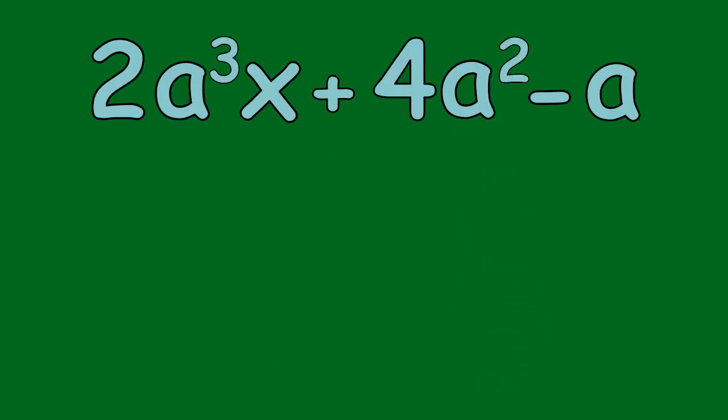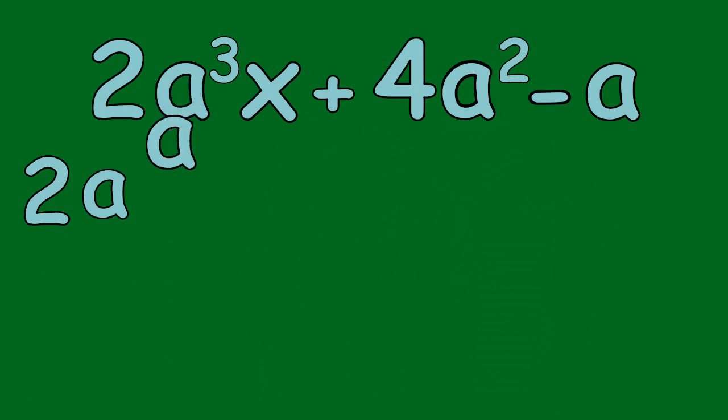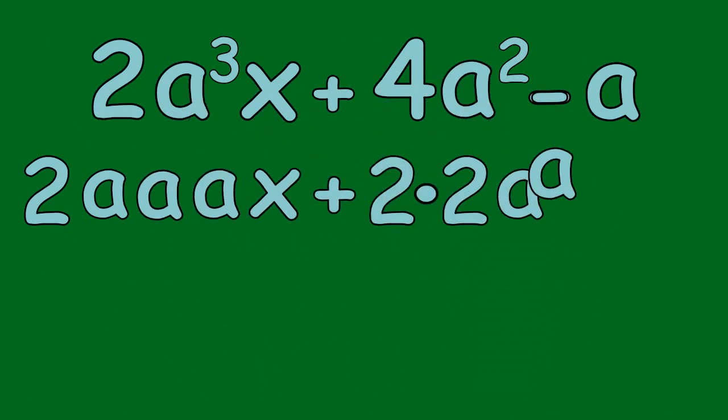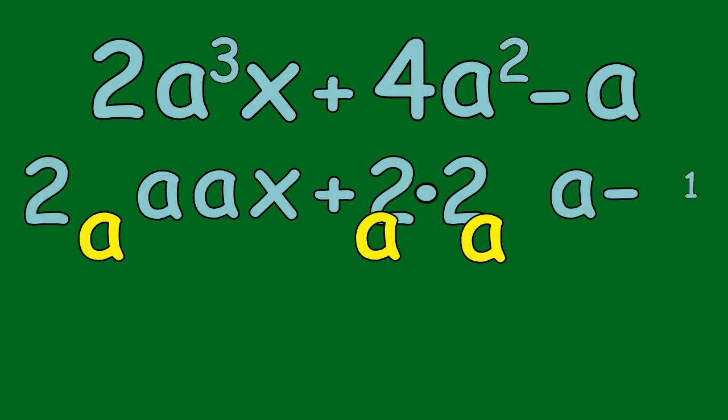Let's try one a little harder. First, let's break it down into its prime factorization. 2 times a times a times a times x, plus 2 times a minus a. Although the first two terms share a 2, the last term doesn't have a 2. Therefore, we cannot factor out a 2. However, each term does share an a, so we can factor out an a.